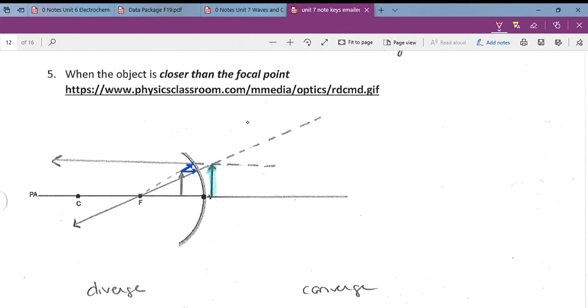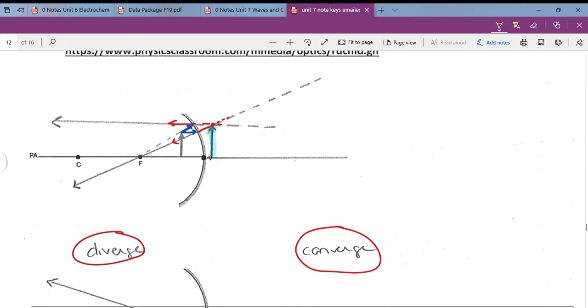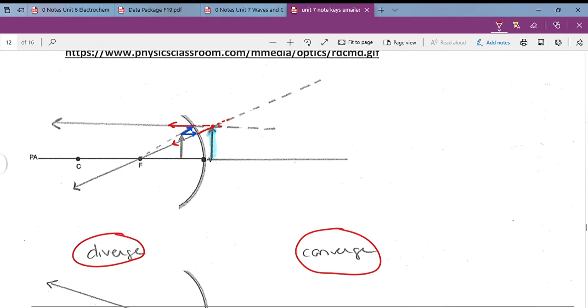When you reflect them, the one that went through the focal point is going to come back out parallel, and the one that came in parallel is going to come out through the focal point. And you'll notice that on this side, the two rays diverge away from each other. So what you're going to do is extend them on the opposite side of the mirror, just like we did with the plane mirror diagrams, and where they converge behind the mirror is where your image is going to be formed. But because they're going behind the mirror, you are getting a virtual image.